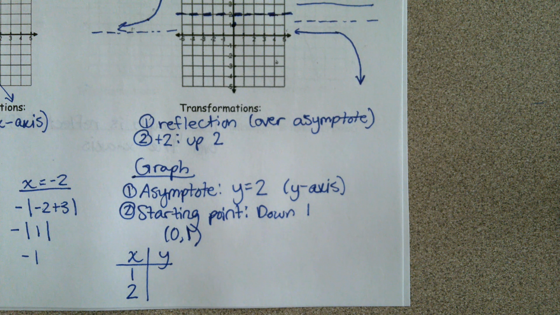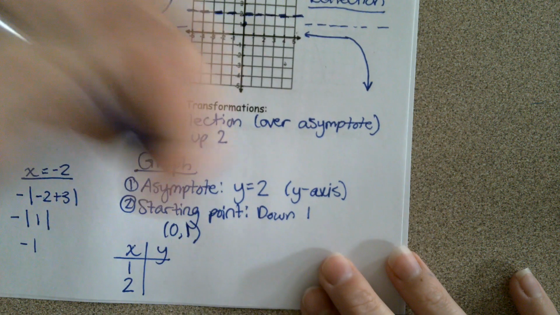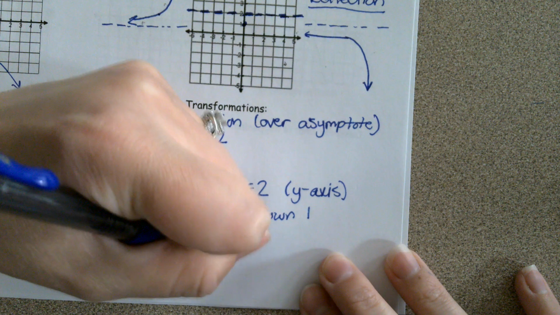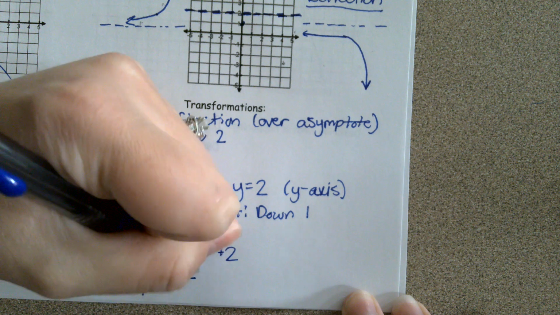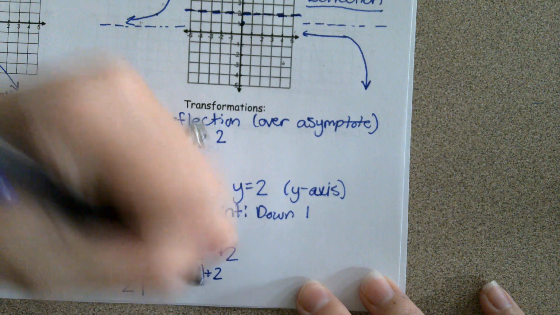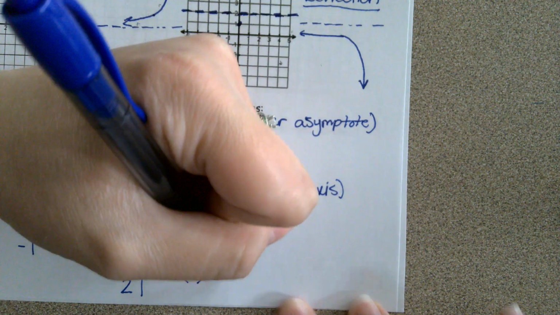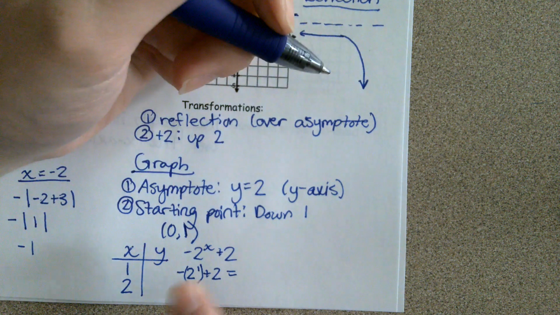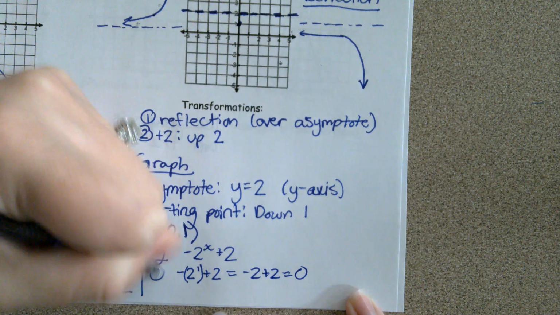All right, all we have to do is plug them back into our equation: negative 2 to the x plus 2. So we have negative 2 to the first plus 2. And again, this negative should be considered separately. So you want to do the exponent first. That's not complicated on this one at least. 2 to the first is 2. So it's negative 2 plus 2, which is 0.